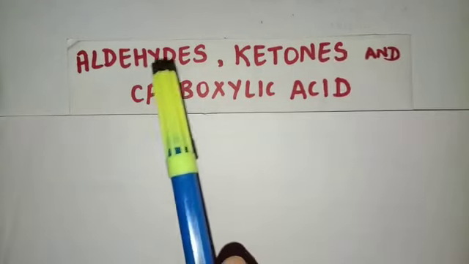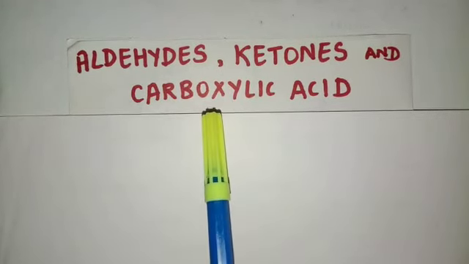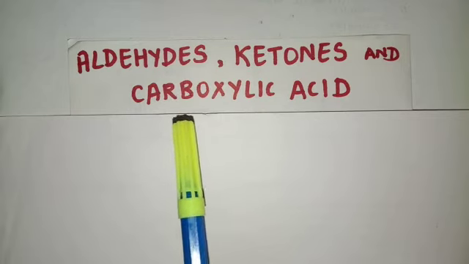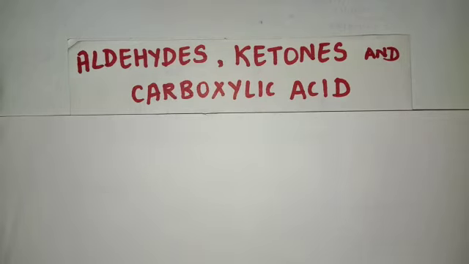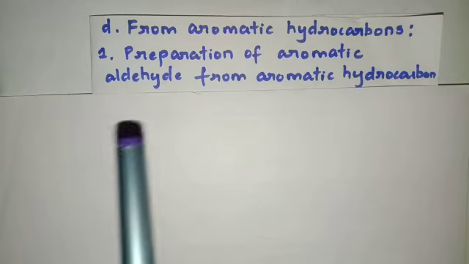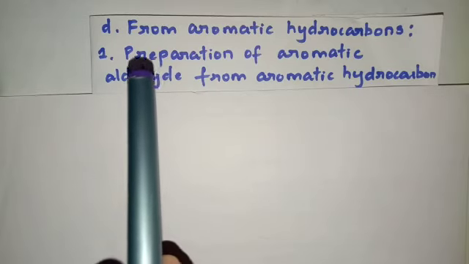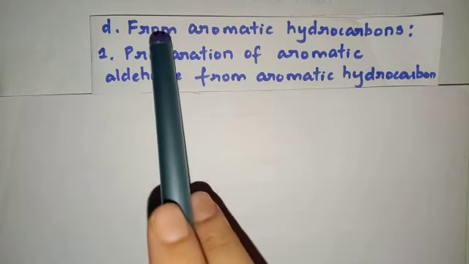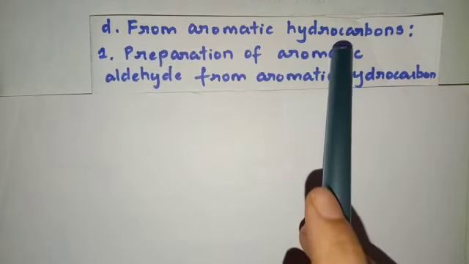Hello students, we are doing the chapter aldehydes, ketones and carboxylic acid. In this, we are studying the topic preparation of aldehydes and ketones. So under section 12.4.2 of your textbook, we'll be starting with the D subsection, that is from aromatic hydrocarbons.